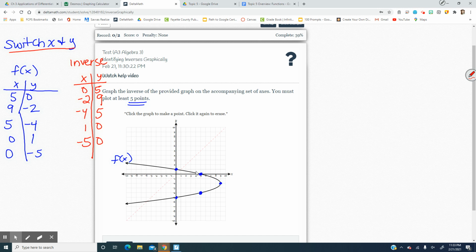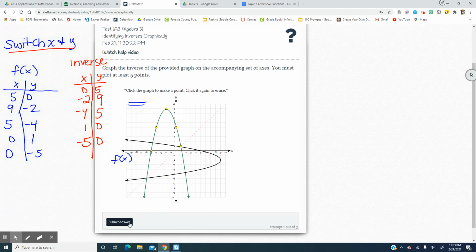So let me draw these on here. I'm going to have to erase these points because I think they might be in my way. Okay, so let's say I need a point at 0, 5. I need a point at -2, 9. Point at -4, 5. 1, 0. And then another point at -5, 0. Now, this is my inverse, and I'll submit my answer.